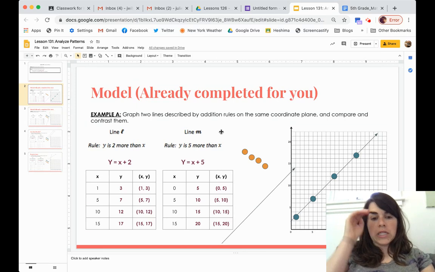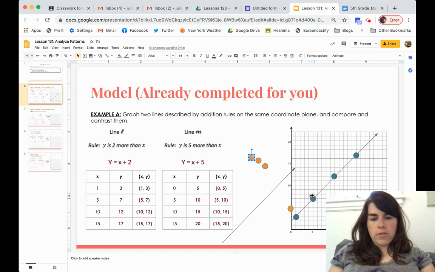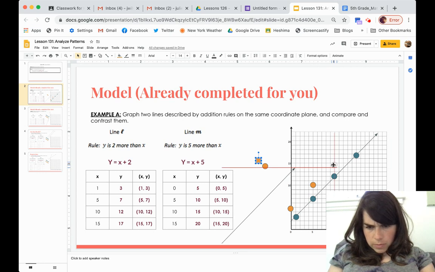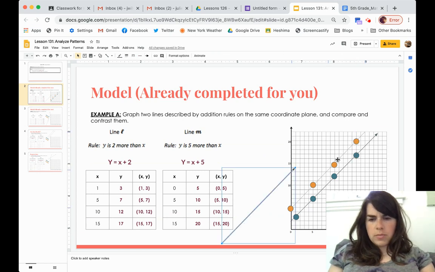Then for the next one, line M, we're going to do y is 5 more than x. So it's going to increase by 5 instead of just increasing by 2. Notice that these are both addition patterns. So my first set of coordinates is over 0, up 5, over 5, up 10, over 10, up 15, and over 15, up 20. And then we're going to take our line and put it through.